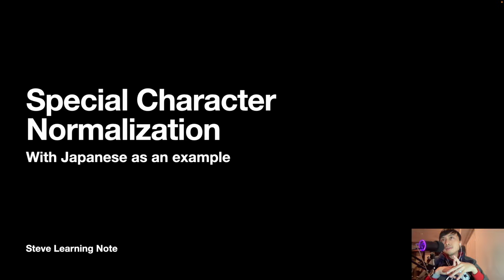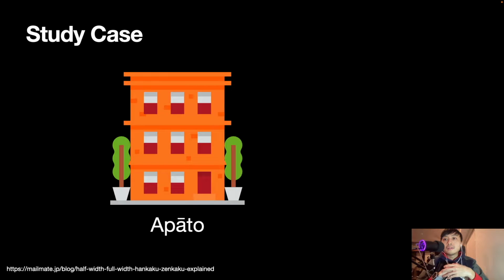And in this video we are going to learn about special character normalizations with Japanese as an example. These things can be used for other special characters such as Chinese characters or Korean characters or any special characters that exist in Unicode, right? So this is the case study.